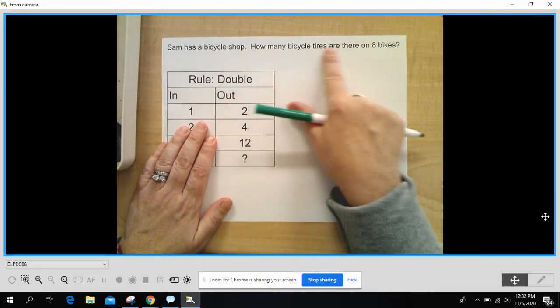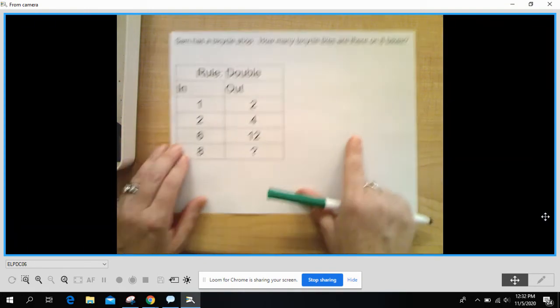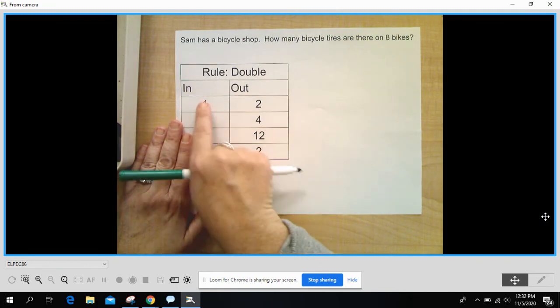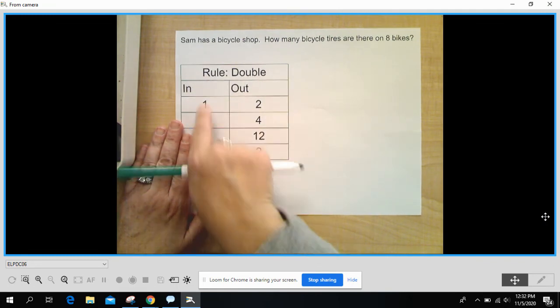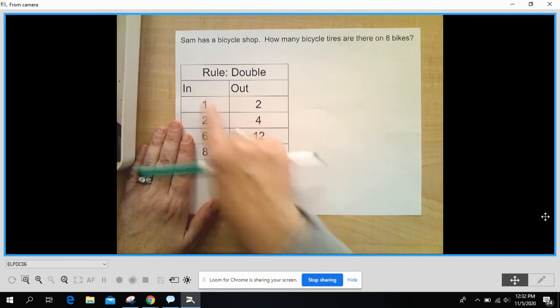How many bicycle tires are there on 8 bikes? Well, let's figure it out. I know that my relationship comes from what goes in to what comes out.